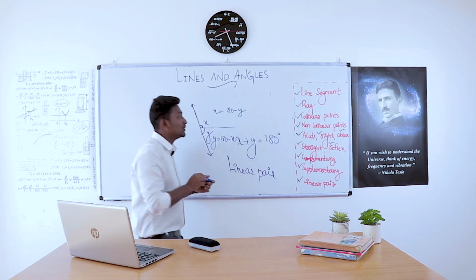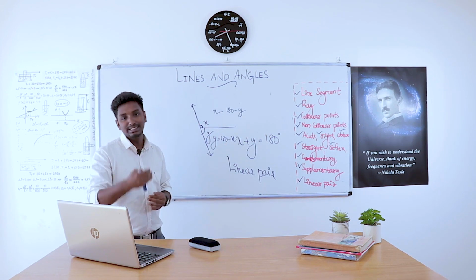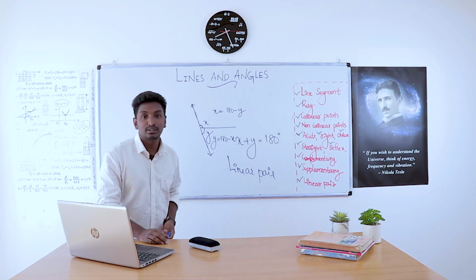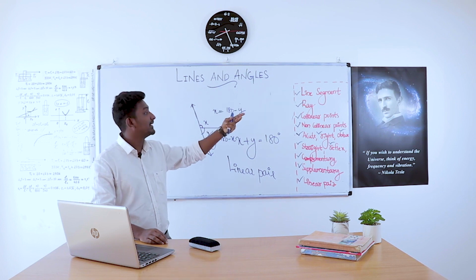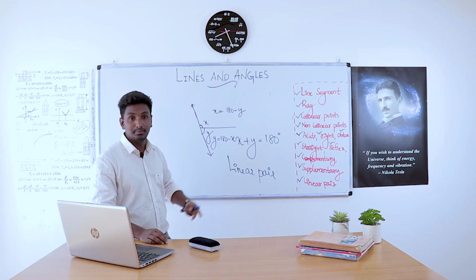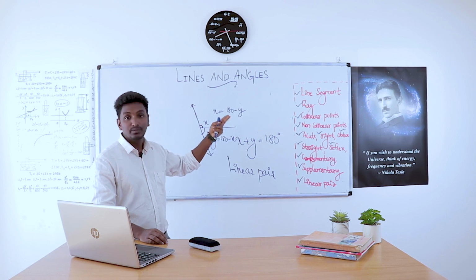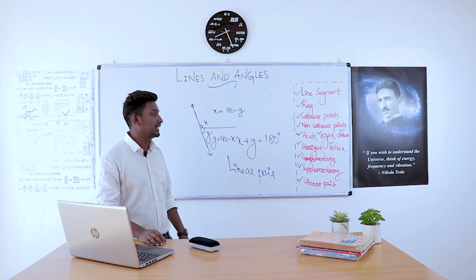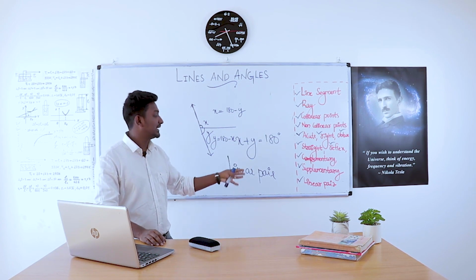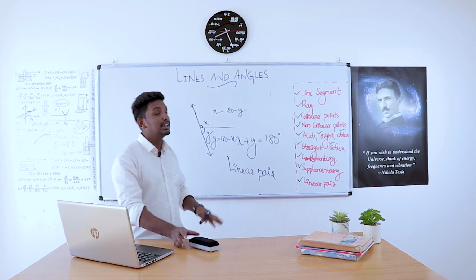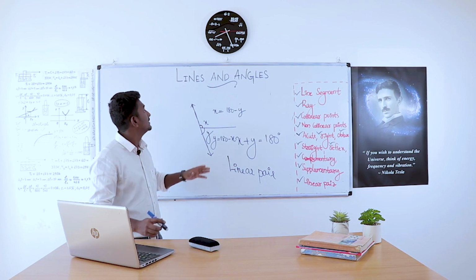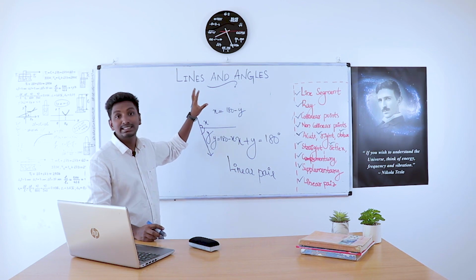Now, we have to go through the basic terms, definitions, ideas and classification related to lines and angles. Just remember what we have learned. First is line segment, then ray, collinear points, non-collinear points, acute angle, right angle, obtuse angle, straight angle and reflex angle. Then complementary and supplementary angles, and then linear pair. This is the basic idea we need to study the chapter lines and angles.